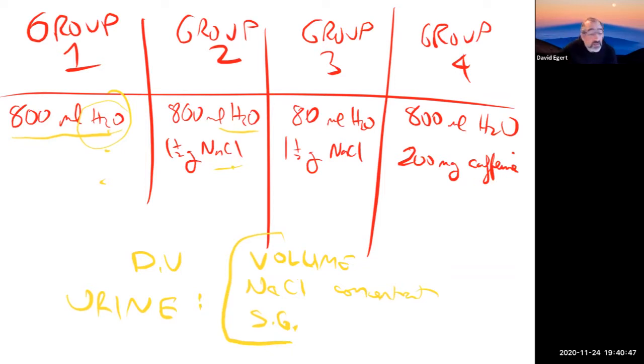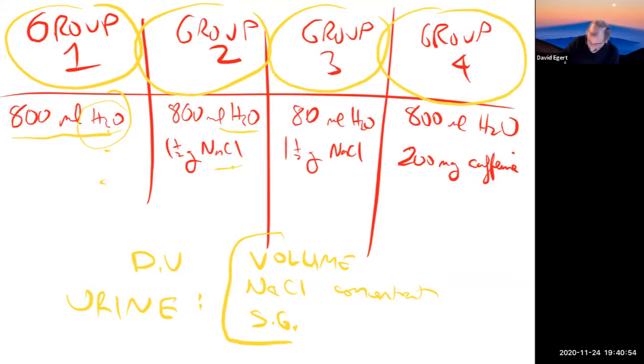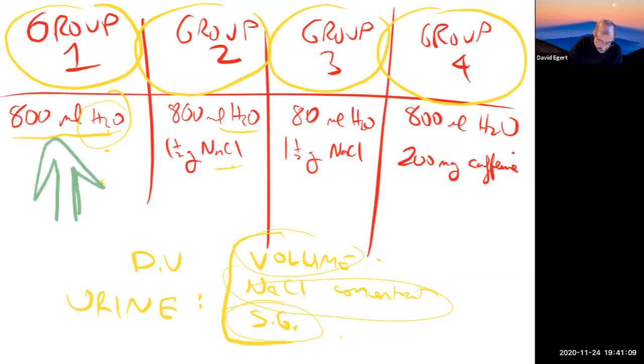And then for each of these groups, I asked you to come up with a hypothesis about how volume and salt concentration and specific gravity are going to compare between them and why. So let's start with group 1. This is kind of the most straightforward because it's just water, a large amount. Again, 800 mils of water is like one of these big gulps of soda or something. It's a lot of water.